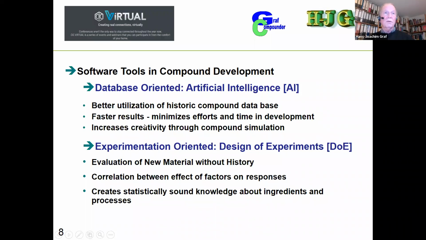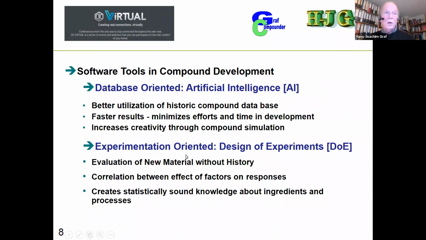Of course, there is always a lot of pressure on the compounder to be faster. Such software should help increase creativity through what we mostly call simulation. So I want the computer calculating something, and with those results I will save time and effort in the laboratory, for example.